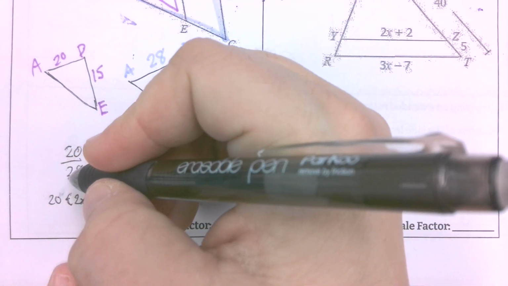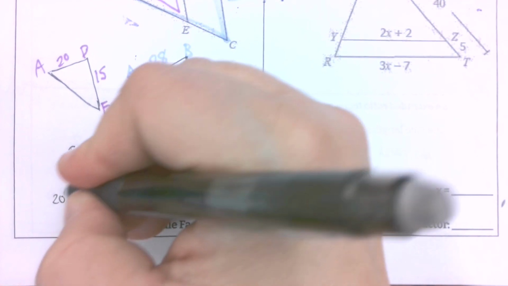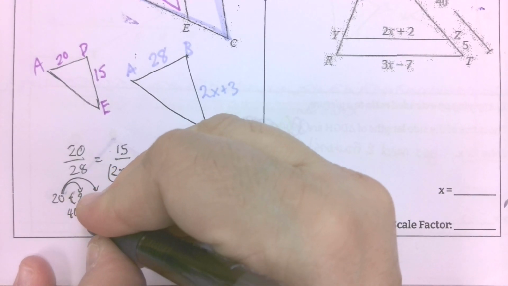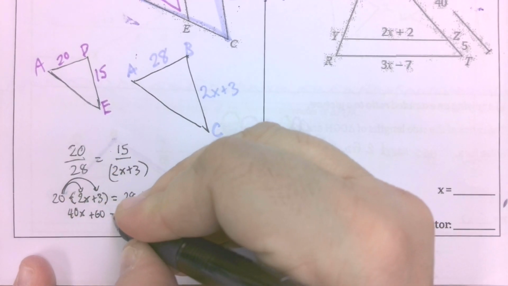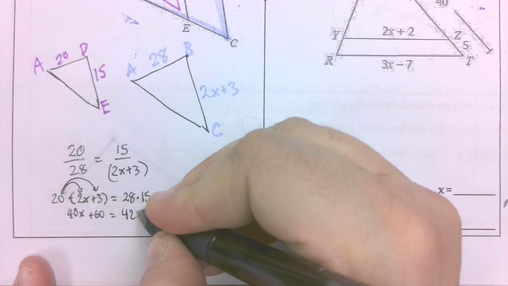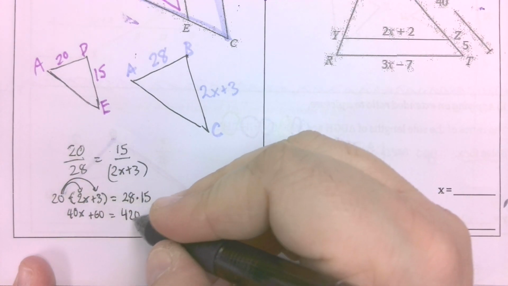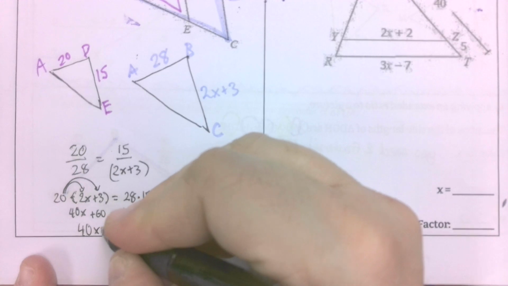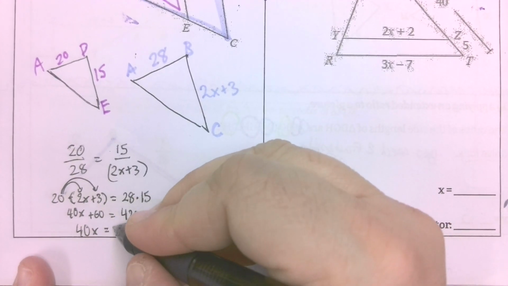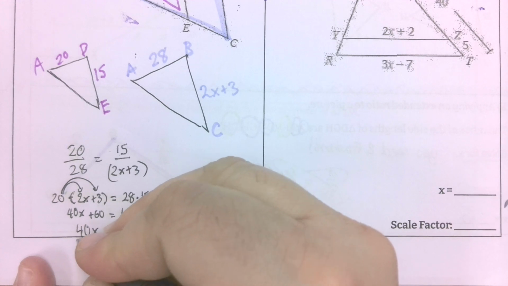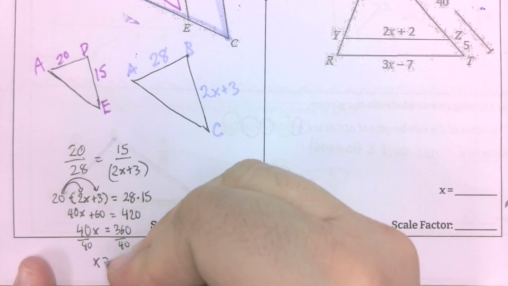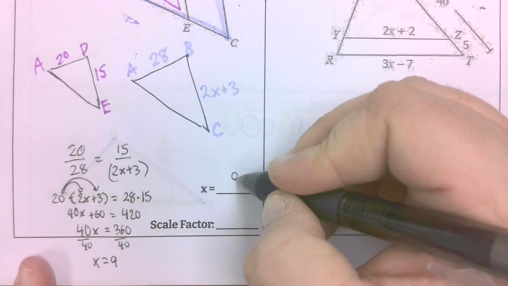So we're going to make sure that we get our distribution on, and we get 40x plus 60 on this side, and 28 times 15 is 420. Okay, then we subtract 60 from both sides, and we get 40x is equal to 360. And then when we divide by 40, we get x is equal to 9. So you should get x is equal to 9 here.